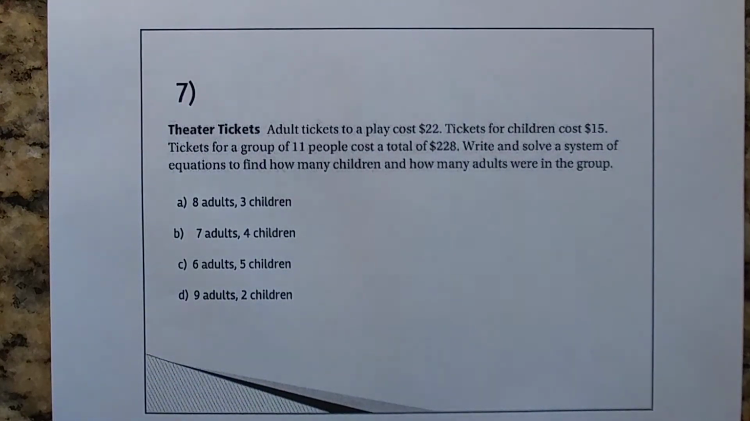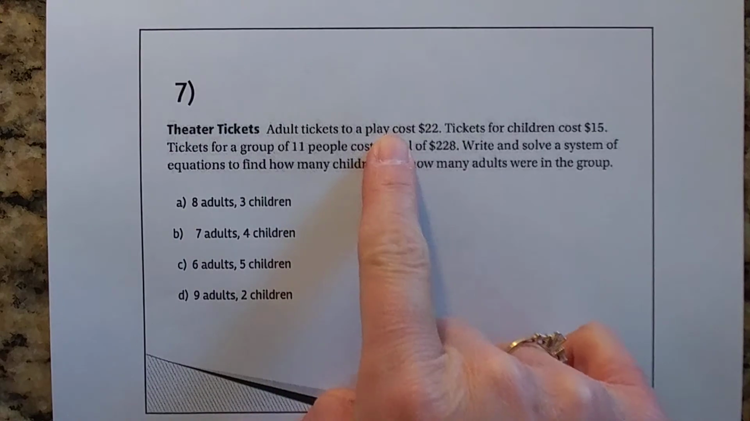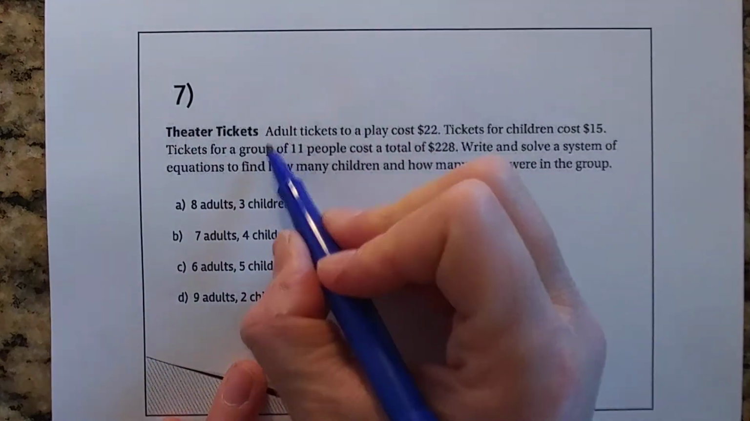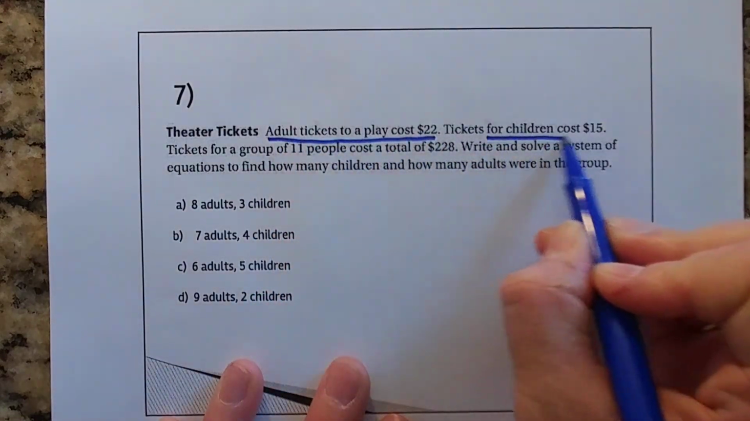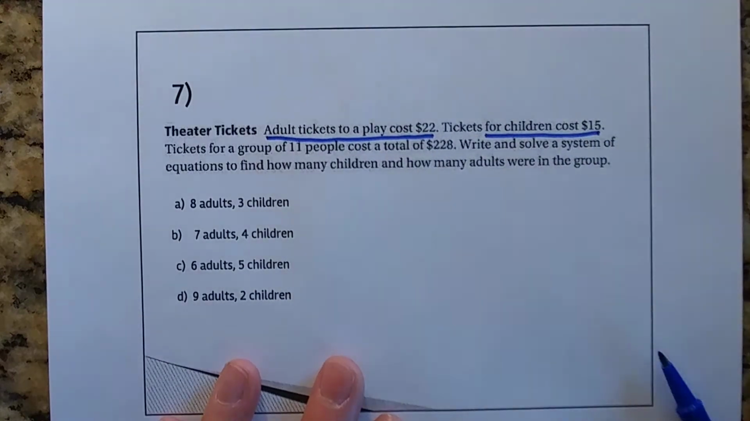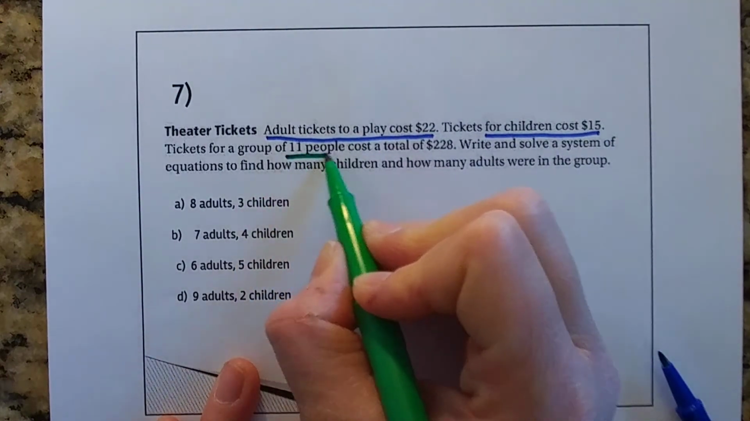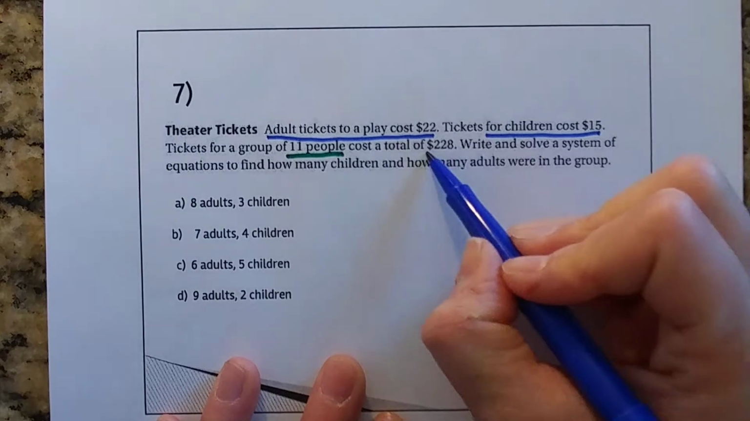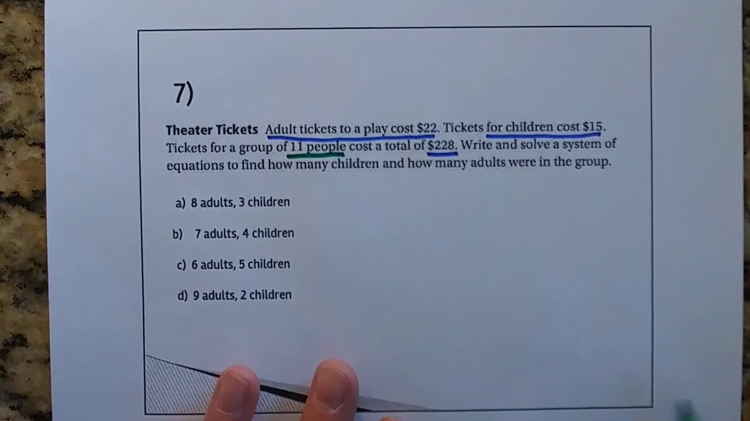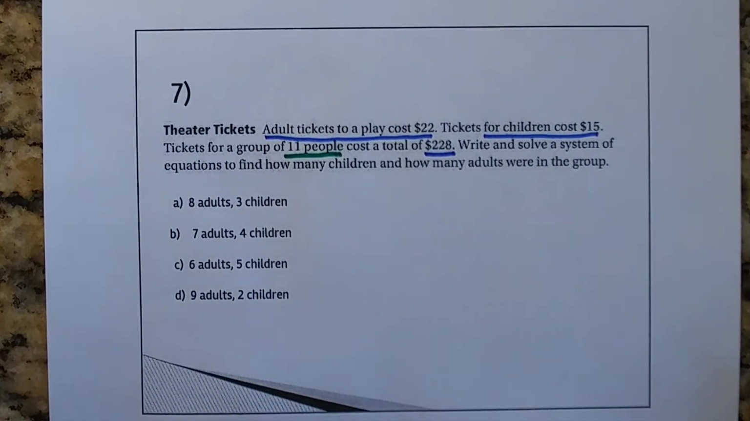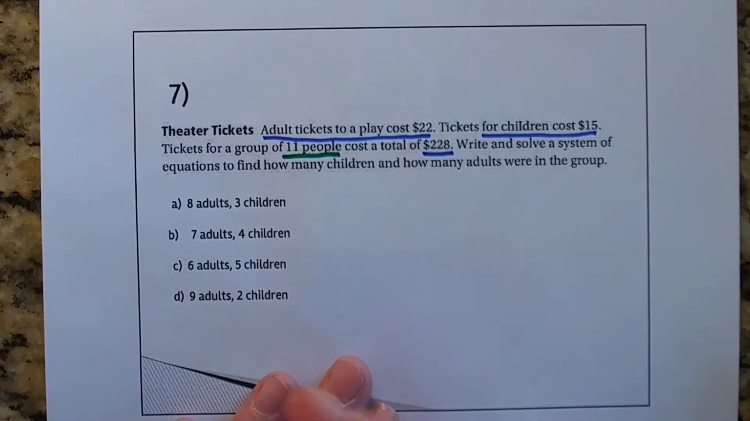Here we have theater tickets. Adult tickets to a play cost $22. Tickets for children are $15. Tickets for a group of 11 people cost $228. And they're asking us to write and solve a system of equations to figure out how many kids and how many adults were in the group.